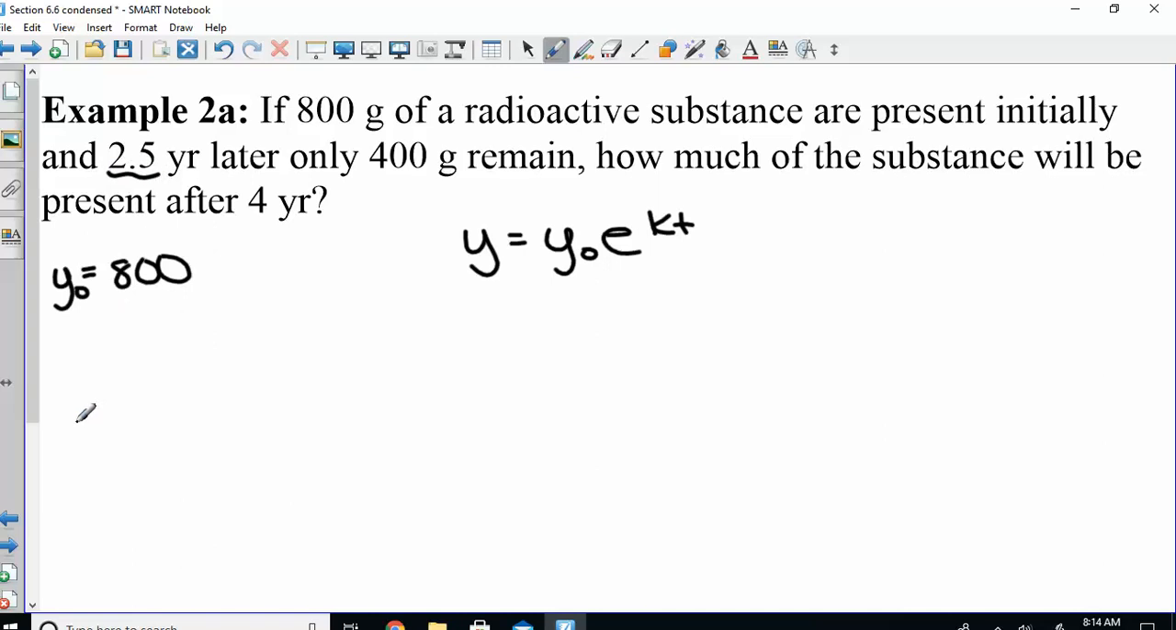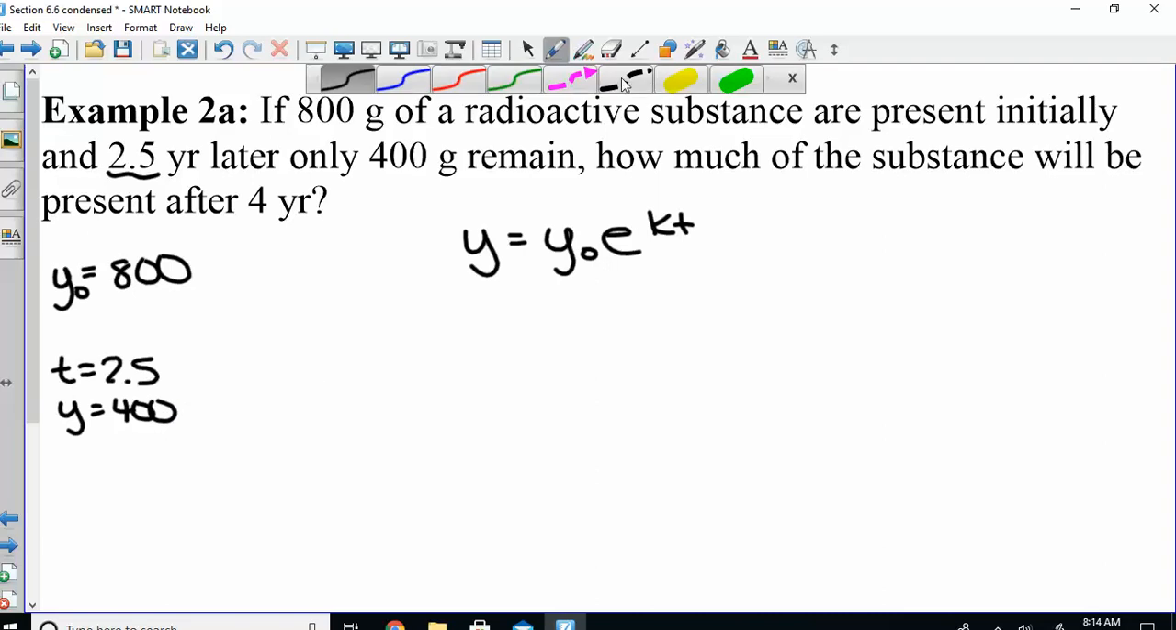What's the 2.5? That's a time. And when my time is 2.5, how much do we have? 400. So in this, I want to stress something. The Y sub 0 and the K, those are like set values. Your starting amount doesn't change. That constant doesn't change. Now, my T and my Y do change. After 2.5 years, we have this much. After 3 years, we would have this much. So what I'm doing first is giving you the information to find that K, find that constant value.